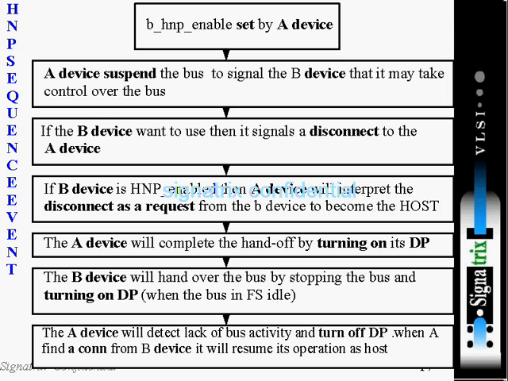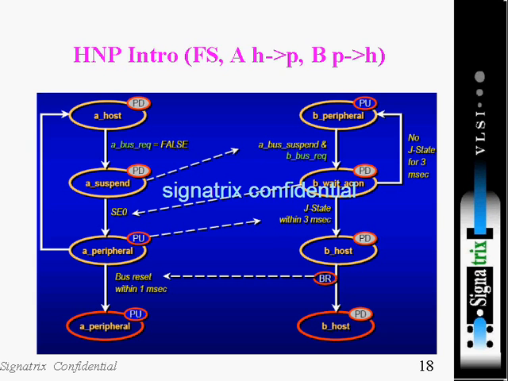So now the B device will take over the bus by stopping the bus and turning on D plus. Now the B device is also turning on its D plus when in full speed idle. Now the A device will detect the lack of bus activity and turn off D plus. When A connects as a signal from the B device, it will resume its operation as a host. Okay, so this is the sequence of the HNP process.